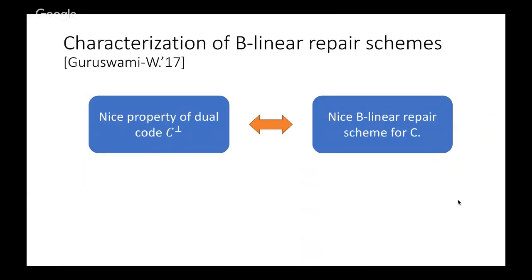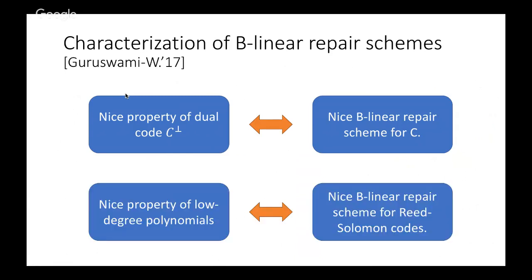Cool. And so the characterization that I'm going towards here is this one from the joint work of myself with Venkat Guruswami, which showed up in IEEE Transactions on Information Theory last year. And the statement is the following. Okay, this is not a formal statement, but the informal statement is: if you want a nice bilinear repair scheme for some scalar MDS code C, that is equivalent to coming up with a nice property of the dual code. And I'll tell you what nice property means in a second.